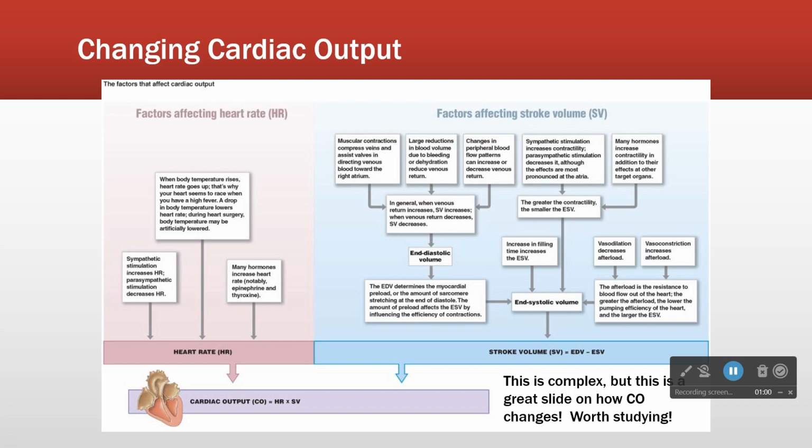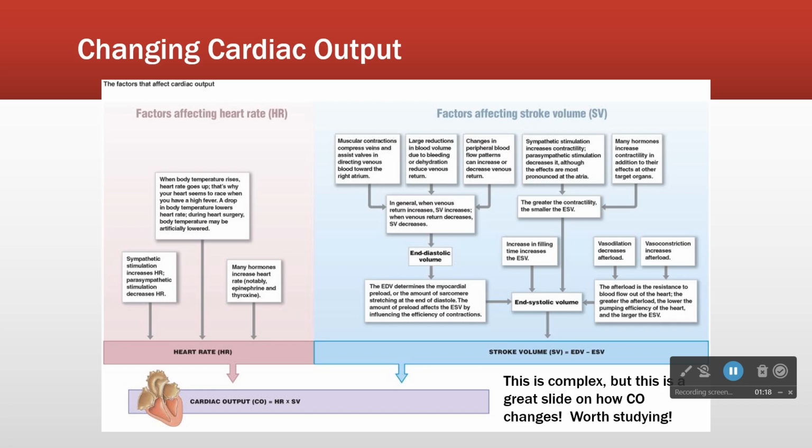A few things to add. Hormones can affect heart rate. Epinephrine for sure, but so can thyroxine. Okay, so we won't hit thyroxine, that's a thyroid hormone, until the end of the course, but there are other things that affect heart rate.